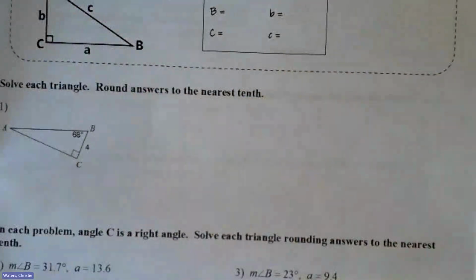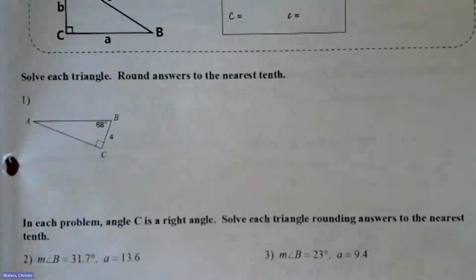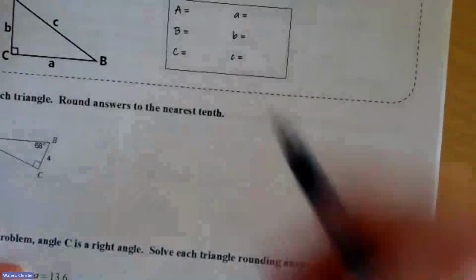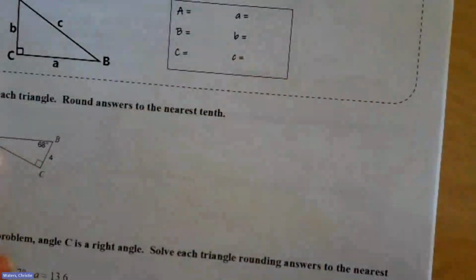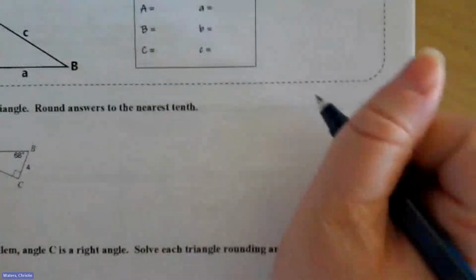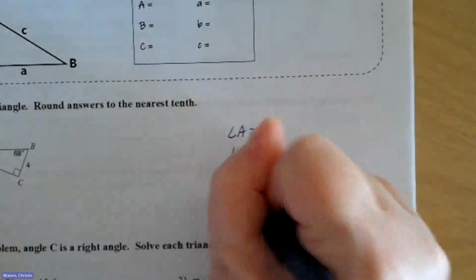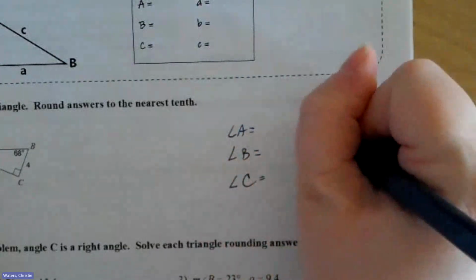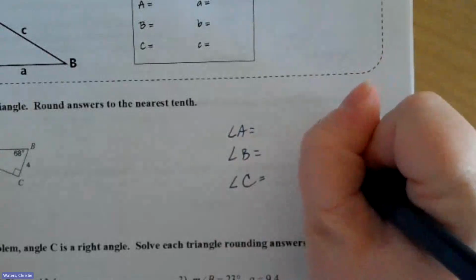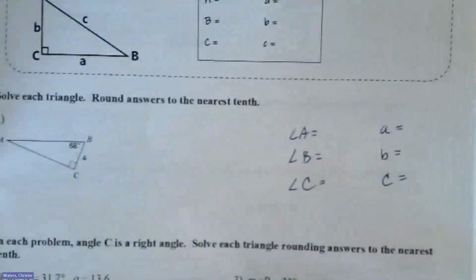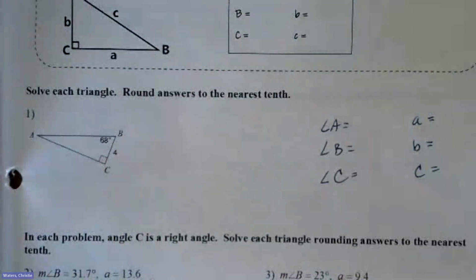So the first thing I'm going to do here is make what's called the six pack, which is this right here. I'm just going to put a place over here where all my answers are going to go. So I just list angle A, angle B, angle C. Notice these are all capital letters, and then their corresponding sides are lowercase letters. Then when you start a problem, you're going to be given three pieces of information and you're going to need to find the other three.